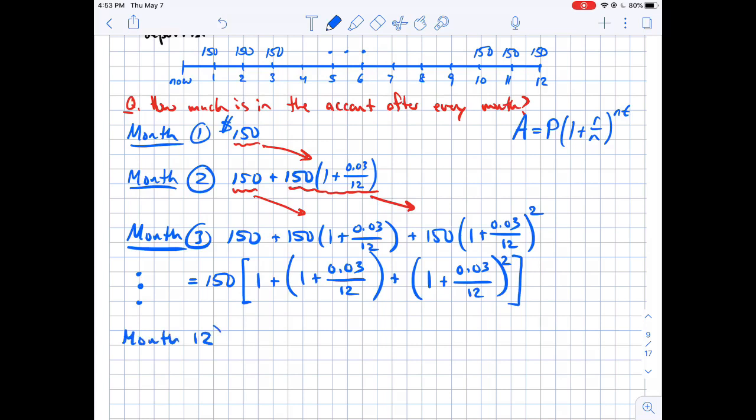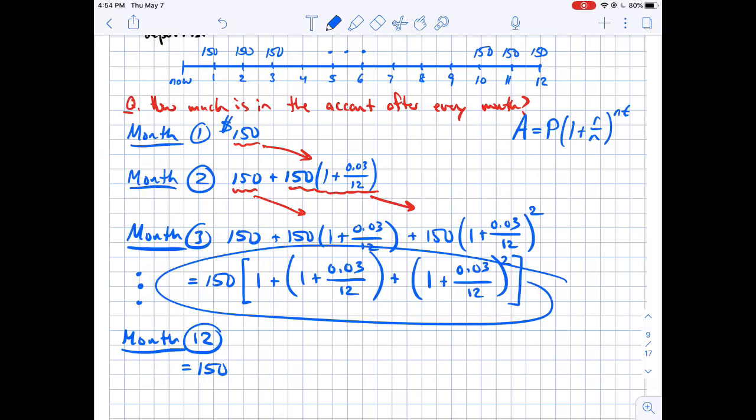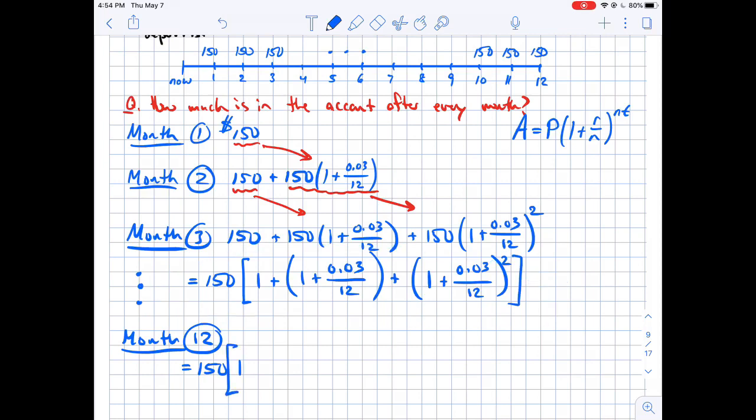So by the end of the 12th month, we should have 150. And so I'm going to just take this pattern here and repeat it until we get to 12. So I have 1 plus 1 plus 0.03 over 12 to the power of 1. And then we have the same thing to the power of 2. We would have the same thing to the power of 3. And this would keep going on and on and on for all 12 months.